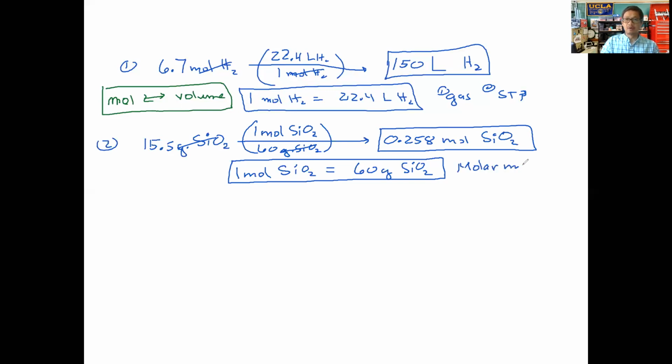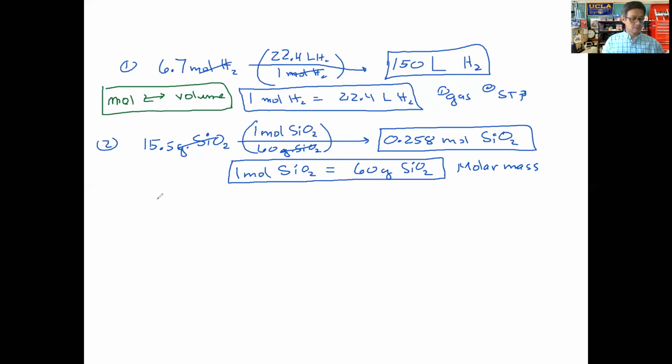For the molar mass, make sure you remember this. The molar mass of an element, you get straight from the periodic table. The molar mass of a compound, you actually have to calculate. You just add up all the atoms that make up that particular compound.